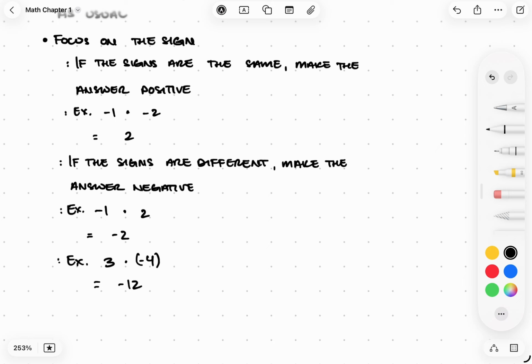All right, so these are the answers that you're going to get based on the different signs. If the signs are the same, then the answer is going to be positive. If the signs are different, then the answer is going to be negative.